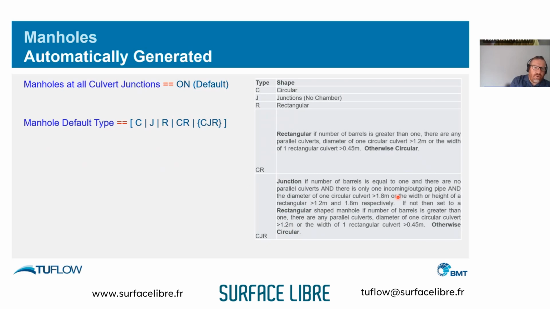So that's the default option. So TUFLOW will go through, work out the number of barrels that are in each pipe. It will work out the number of parallel culverts. It obviously knows the diameters, and then it will assign the manhole shape accordingly. Alternatively, we could use a CR approach, which is very similar, but we don't have the junction, or we can just say all manholes are circular, for instance. So we automatically generate the manholes, and then we can specify the different types.